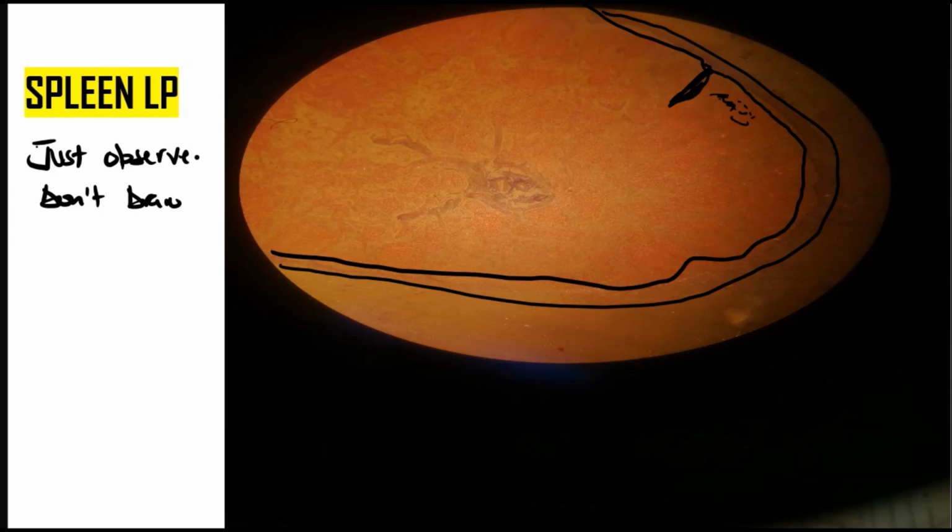So this is the red pulp, which contains red blood cells and macrophages. And then you can see nodules here. These nodules are aggregates of lymphocytes, and they make up the white pulp. What you can see inside here are just your arterioles.